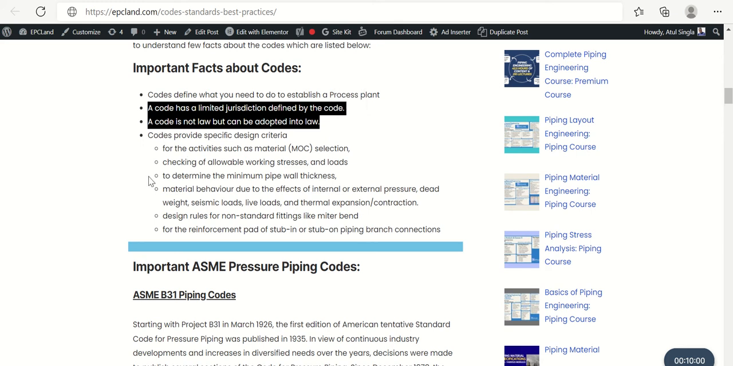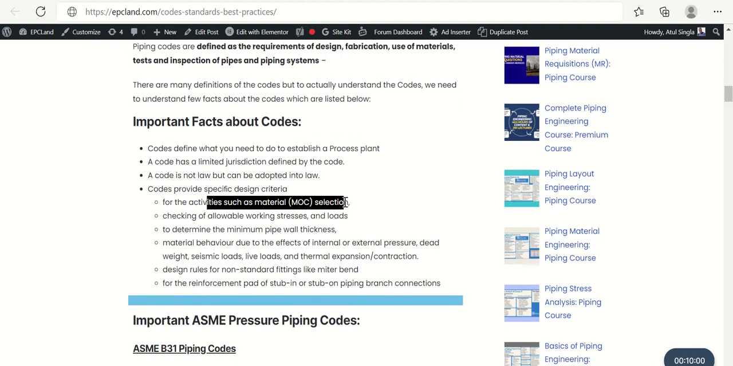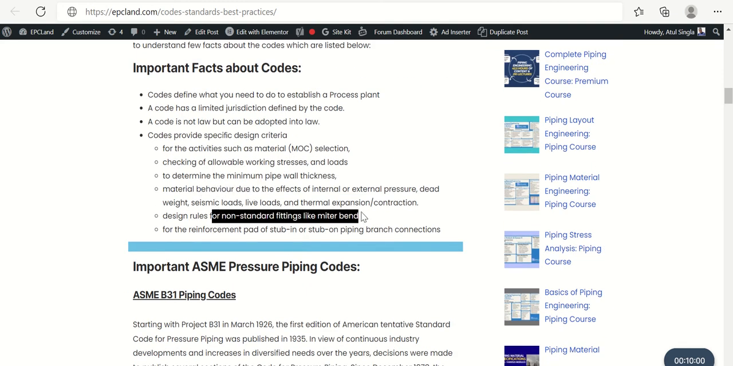So codes provide the specific design criteria, right? We discussed here also all these design requirements, all these design criteria will be defined in this. So what kind of material, MOCs, how we are going to select the MOC, what will be the allowables, what kind of materials are available in the market. So these will be defined here in detail, right? How we are going to select the allowables, loading criterias, pipe wall thickness, material behavior, how it will be behaving with respect to internal and external pressure, design rules for non-standard fittings like miter bends, for reinforcement pads.